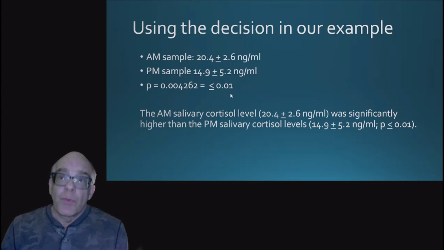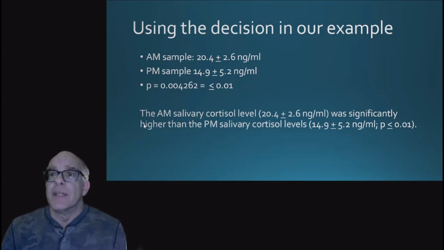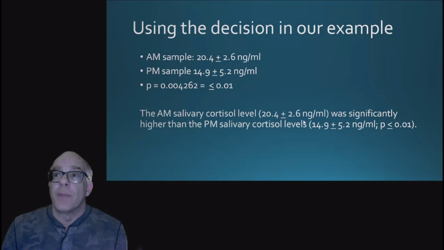Now, we are going to describe the results in words, and so we can have a sentence that looks something like this. The AM salivary cortisol sample (20.4 plus or minus 2.6 nanograms per mil) was significantly higher. We can make that statement based on the fact that we ran the statistics. The statistics showed p less than 0.05, which means that there is a difference between the groups, and that difference is statistically significant.